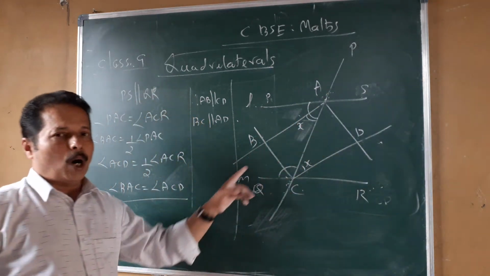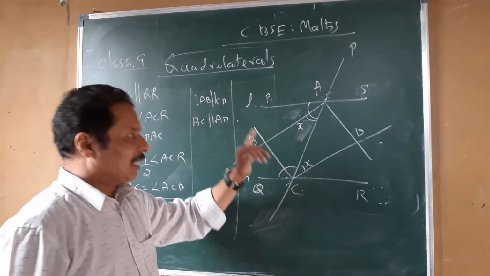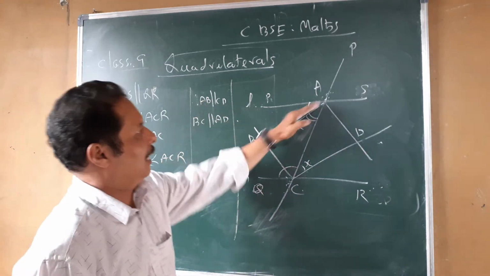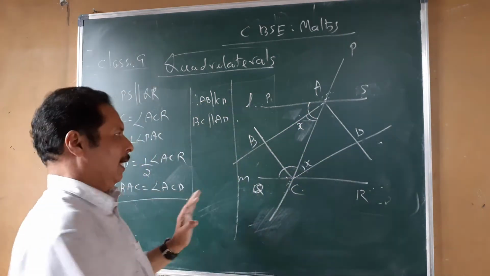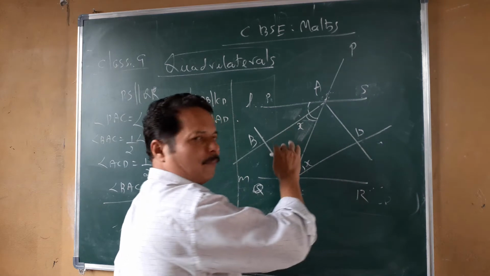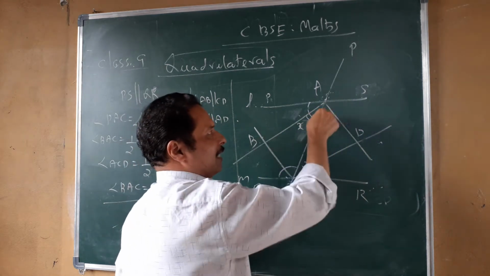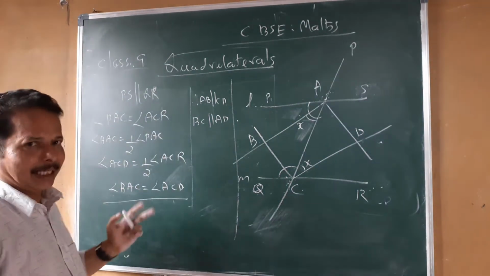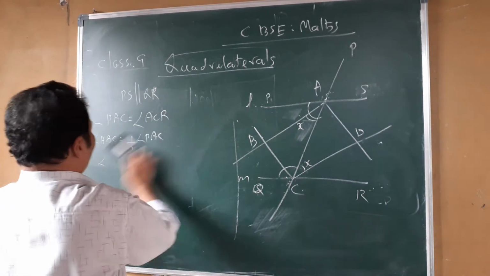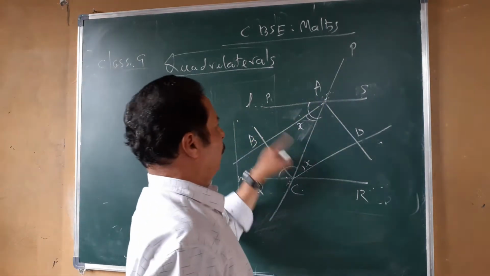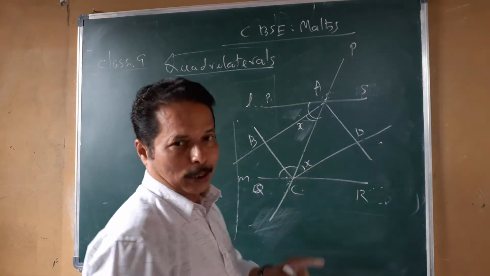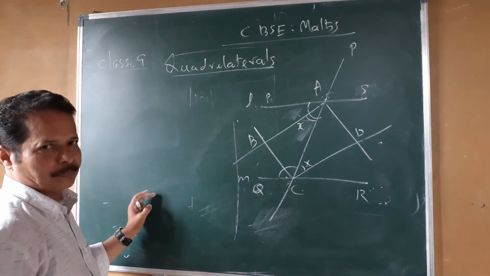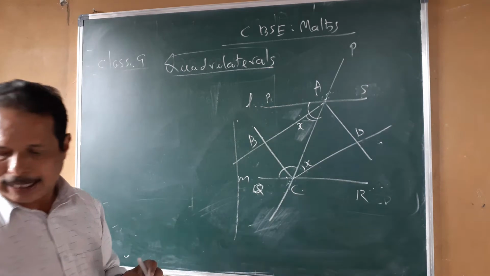They are also alternate interior angles. Alternate interior angles are equal, so the lines are parallel. AB is parallel to CD. Similarly, BC is parallel to AD. In the same way, if you consider these two angles, you get BC parallel to AD. Better you write similarly. Now, the opposite sides of the quadrilateral are parallel. These two lines are parallel, and these two lines are parallel. So ABCD is a parallelogram.